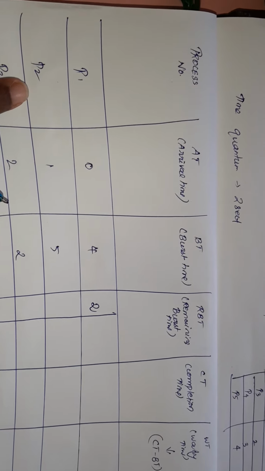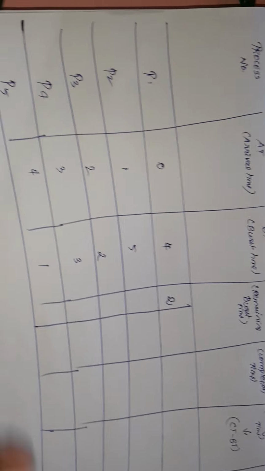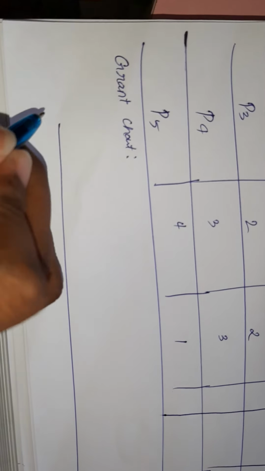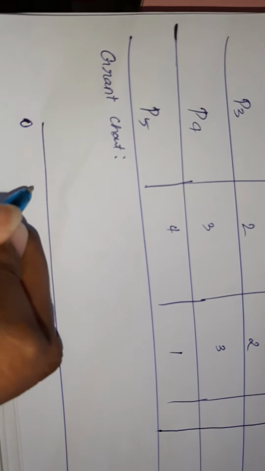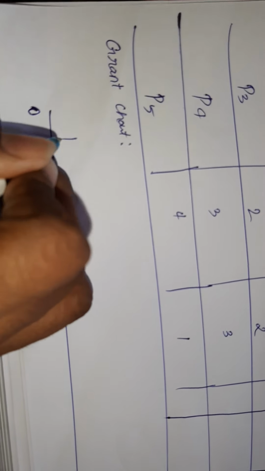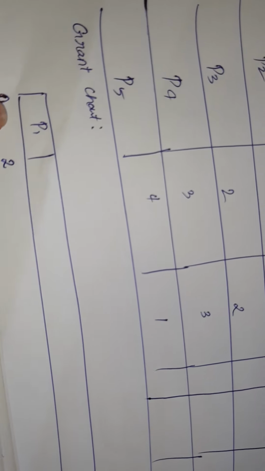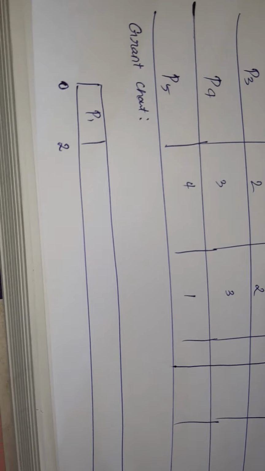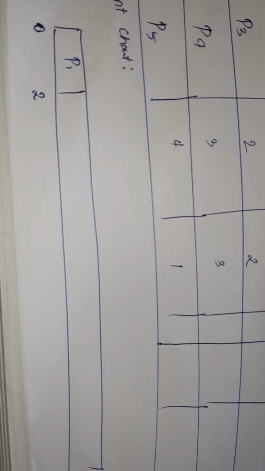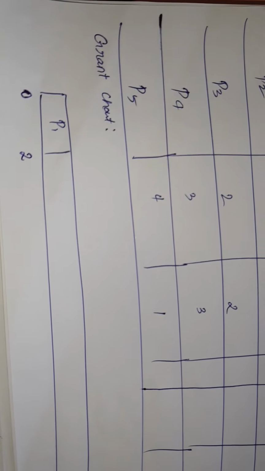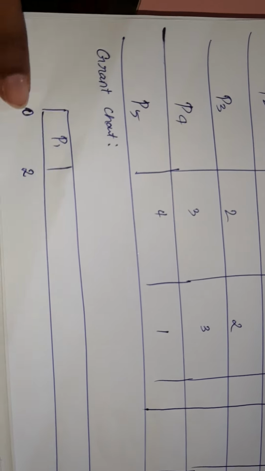Now process 2. What will happen here? For example, I put it as a Gantt chart. First, from 0, for the first 2 seconds P1 is going to be in the chart. I already said time quantum is nothing but giving a chance to every process by giving some time limit for each and every process. So, 0 to 2 seconds.